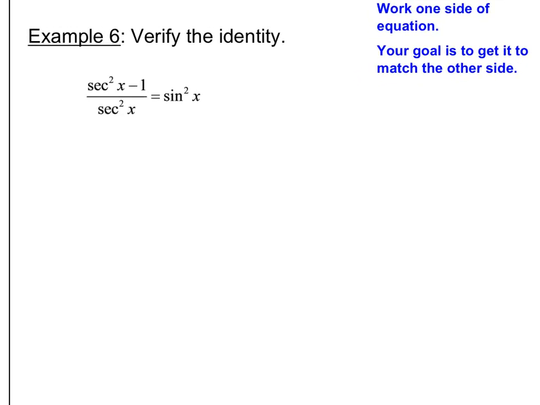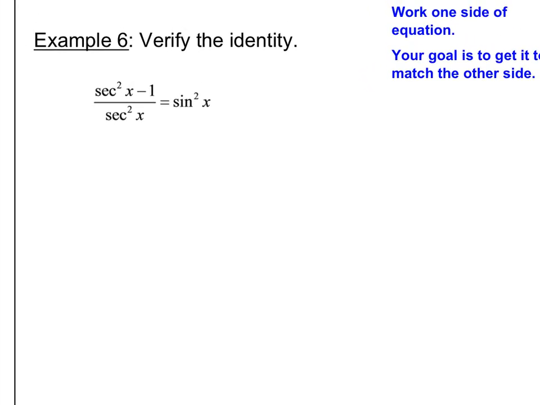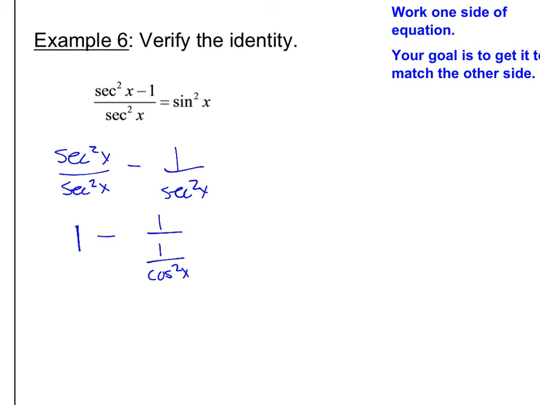This one's a little bit of a challenge because I'm going to separate this first. So I'm going to go secant squared x over secant squared x minus 1 over secant squared x. So here's kind of what that's going to look like. This becomes 1. This side is 1 over cosine squared x. All I did was switch secant squared x out. So what this becomes is a fraction within a fraction. I'm going to multiply top and bottom by cosine squared x.